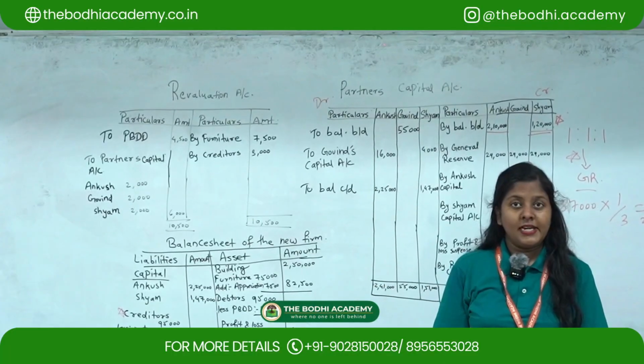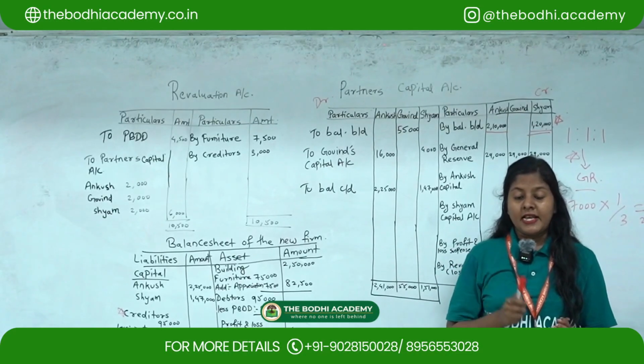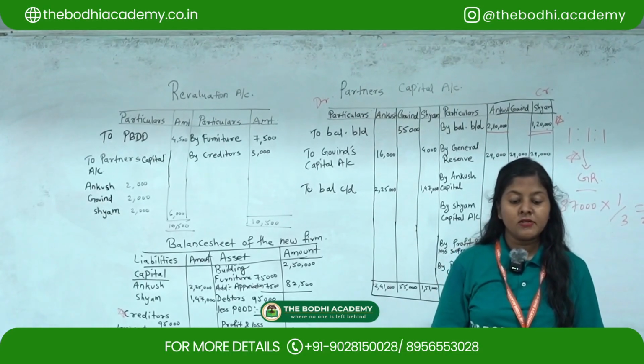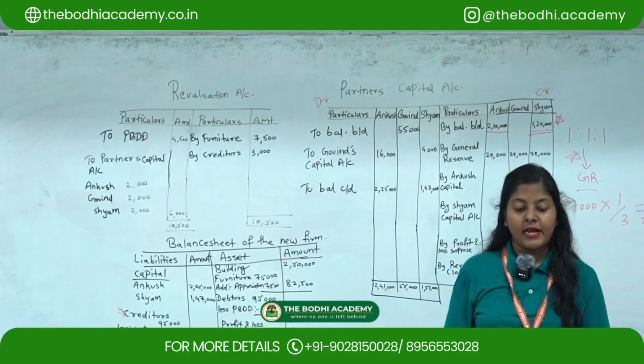Then we'll move to the asset part. Building they have given as 2,50,000. Then next they have given furniture, debtors, provisions also they have made, then Govind's capital account and bank balance.